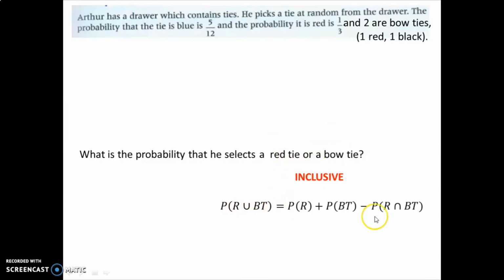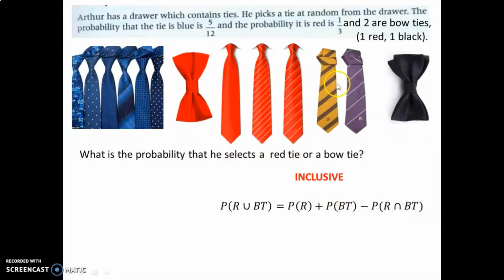So we have to then use this formula because for overlapping events, we need to use the full formula where we subtract the overlap. So red or bow tie equals probability of red plus probability of bow tie minus the intersection, the red and bow tie. So here's what our closet might look like. We have 5 out of 12, here's 12 ties, 5 of them are blue. And then it says probabilities red is 1/3. Well, those don't have the same denominator, but we can change that 3 to a 12 by multiplying by 4 and multiply this by 4.